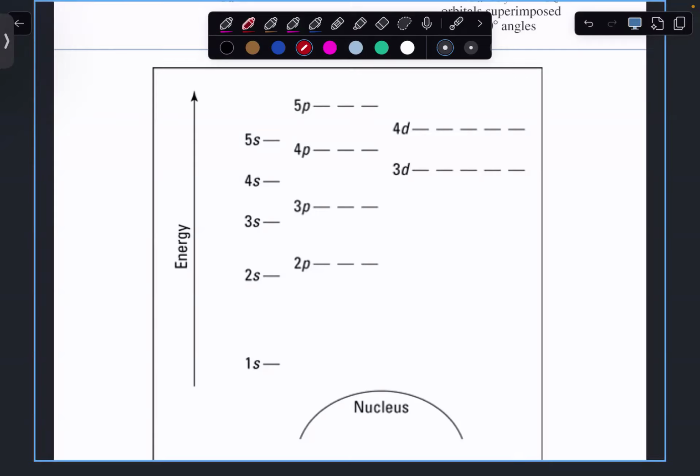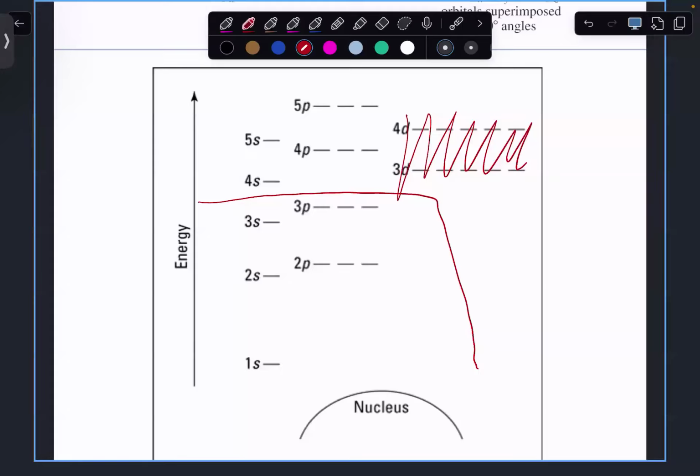All of the principal electronic shells have an S. Move up to the third electronic shell, you get the S, P, and the D's. But again, not so important for us. And like I said earlier, we're really going to be focused on that region of atomic structure.